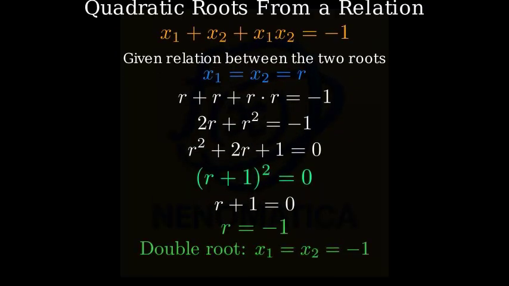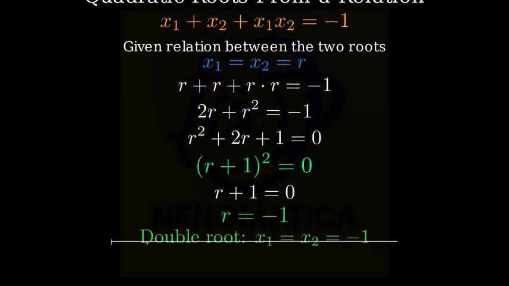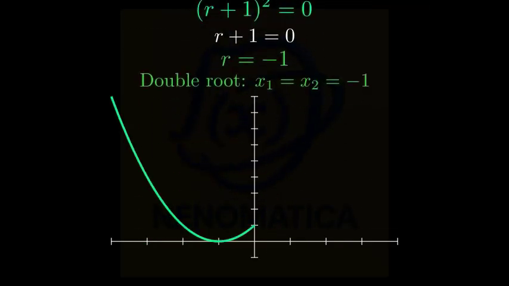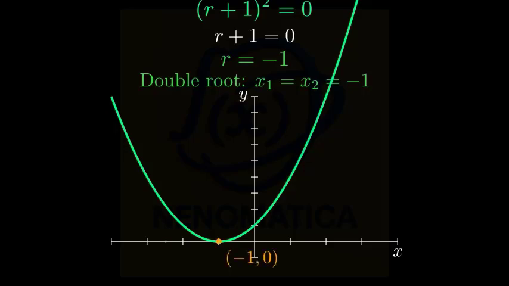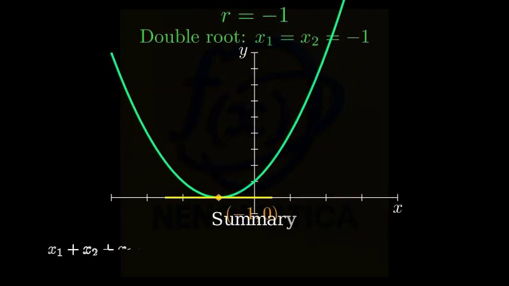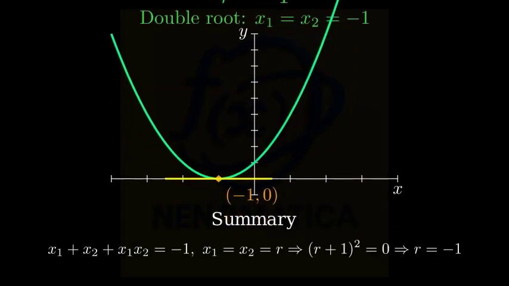To visualize a double root, consider the quadratic y equals open parenthesis x plus 1 close parenthesis squared. Its graph is a parabola that just touches the x-axis at x equals -1 and turns around. That touching point represents a repeated or multiplicity 2 root. Summary: using the given relation and the fact that a double root means x1 equals x2, we substituted r for both roots, simplified to the perfect square, r plus 1 squared equals 0, and concluded the double root is -1.